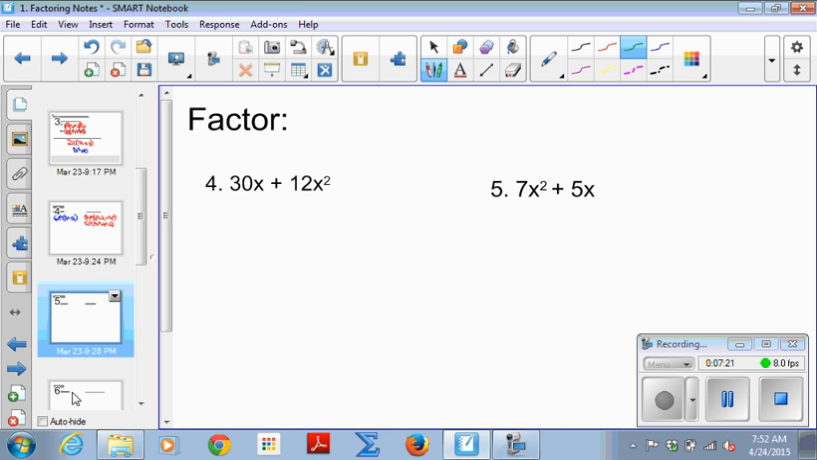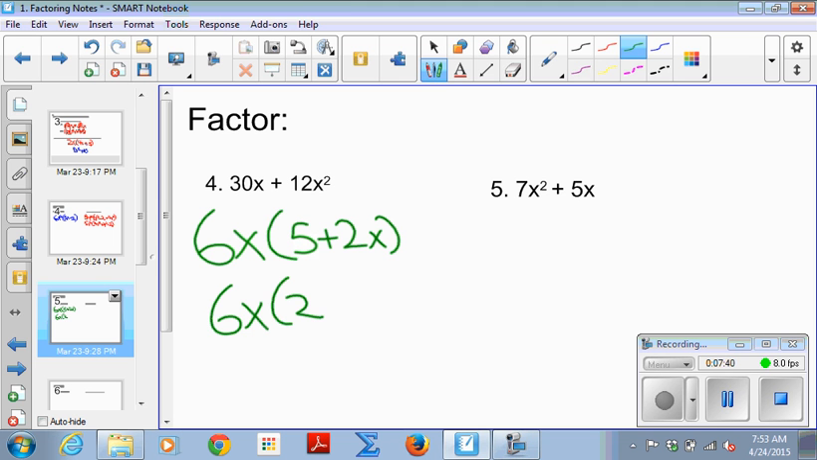So 30x plus 12x squared, that looks very familiar from the last one. Just maybe the exponents are a little bit different. So we pull 6x out of each. We've got 5 for our first term, and then 2x is left second. Again, I like to get them in proper order of degrees. And that should work out.